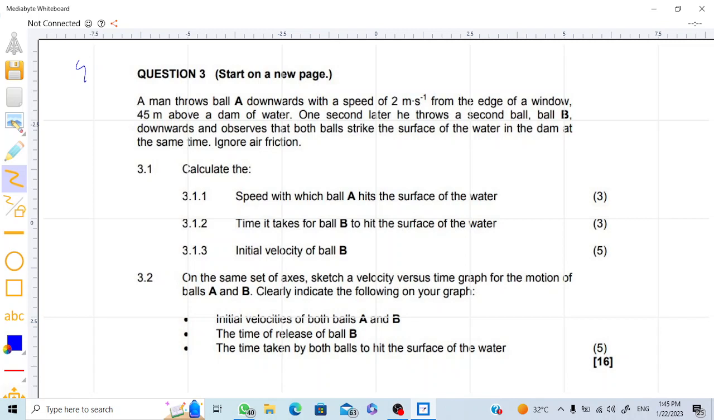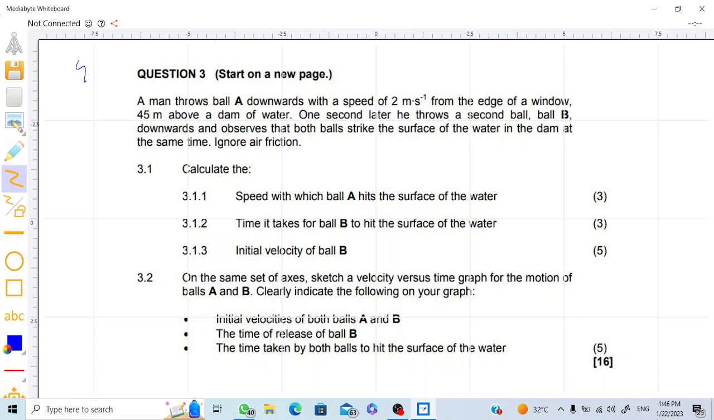Now, the question says a man throws ball A downwards with a speed of 2 meters per second from the edge of a window 45 meters above a dam of water. 1 second later, he then throws a second ball B downwards and observes that both balls strike the surface of the water at the same time. Now, you have two balls. You release ball A, a second later you release ball B, but they hit the surface at the same time. Calculate the speed with which ball A hits the surface of the water.